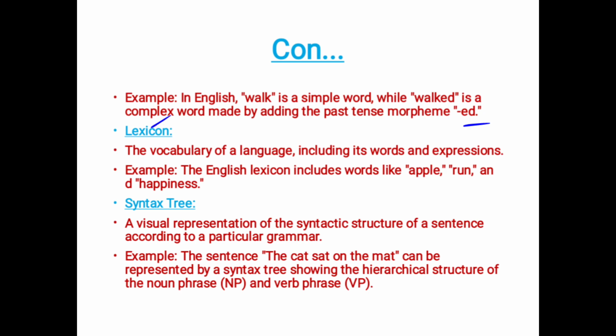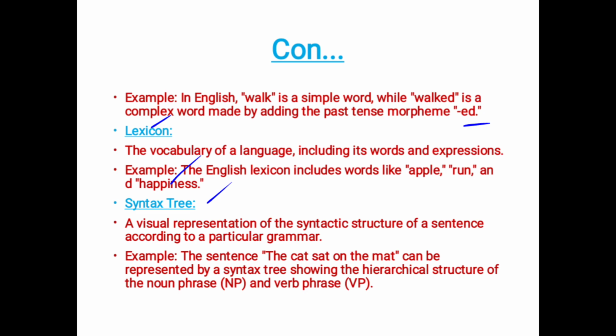Then we have lexicon. Lexicon is the vocabulary of a language, including its words and expressions. For example, the English lexicon includes words like apple, run, and happiness. Got it? Then we have syntax tree. What is a syntax tree? These are basic terms. You will obviously go through them in detail in your next classes, in your next semesters. But you should know what the meaning of these words is.